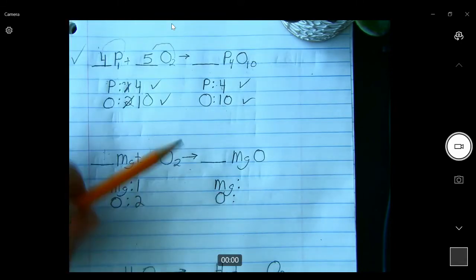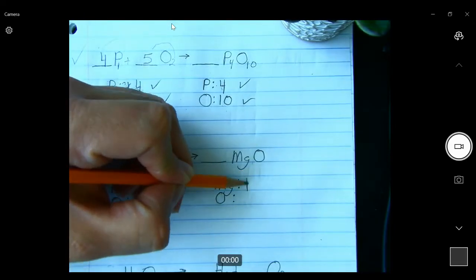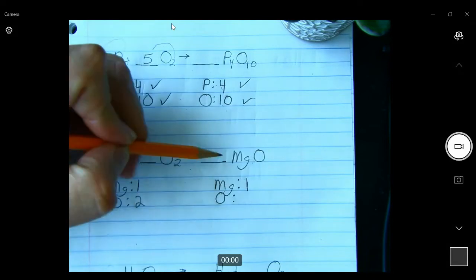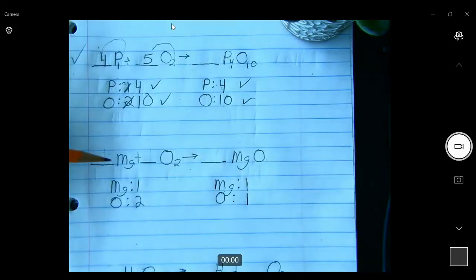So magnesium here, right? Magnesium has no coefficient. It has no subscripts. You just assume it's 1 times 1, which gives you 1. Same thing with the oxygen. No coefficient, no subscript, so it's just 1. All right, so you see here, we have 1 and 1, 2 and 1. So we see that the top ones are balanced, but the bottom oxygen is not.